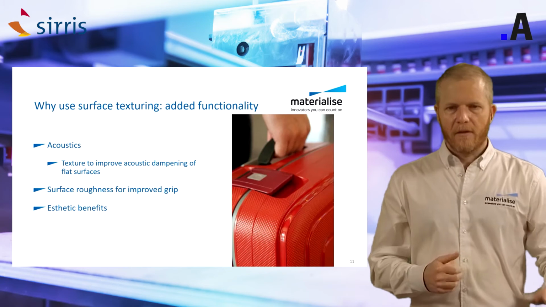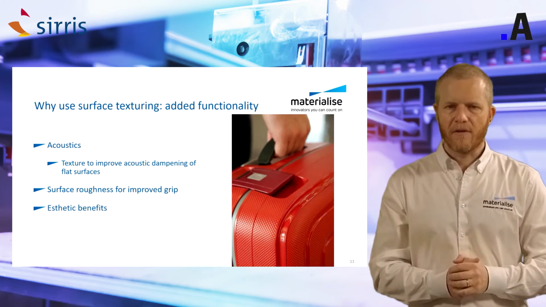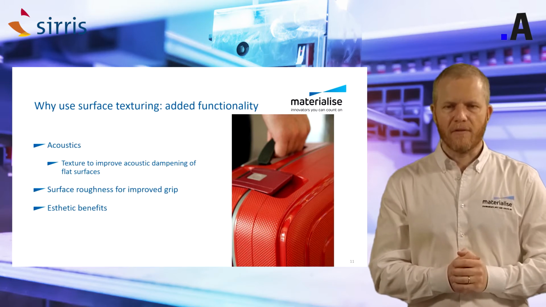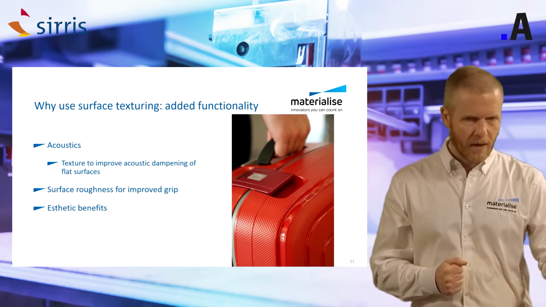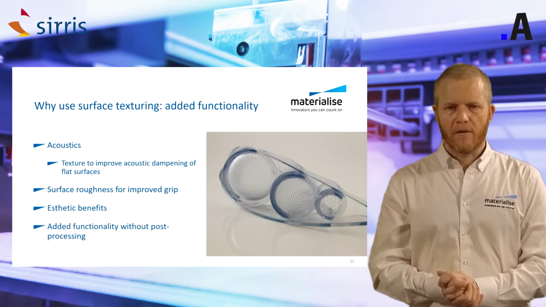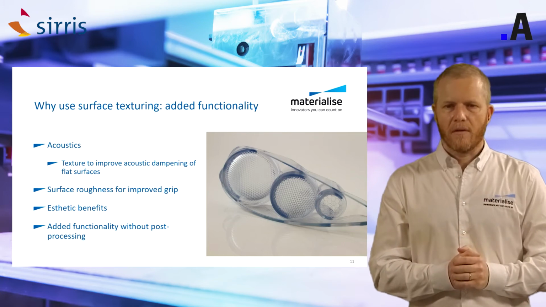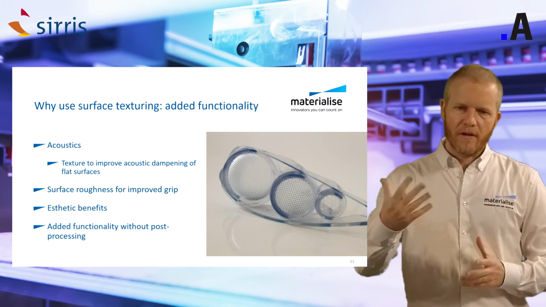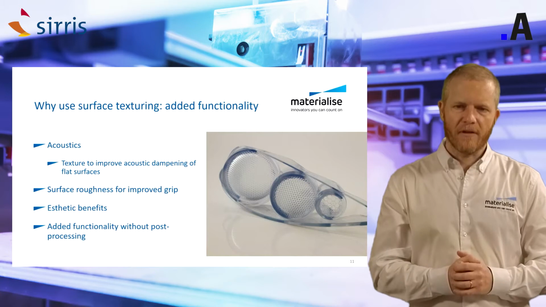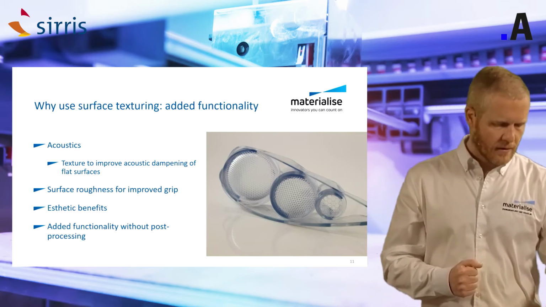It can also be just for aesthetic benefits. So here we have an application example with Samsonite for a suitcase. And there are also other possible applications. Here, for example, we could create those reflection elements for this headlight for an automotive application using the texturing module.